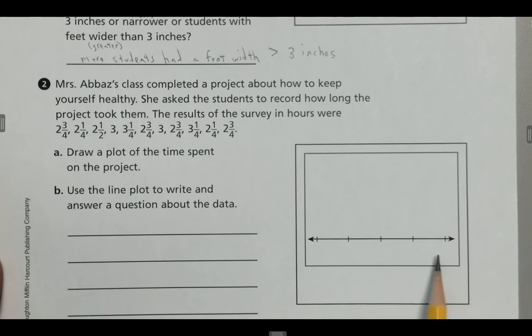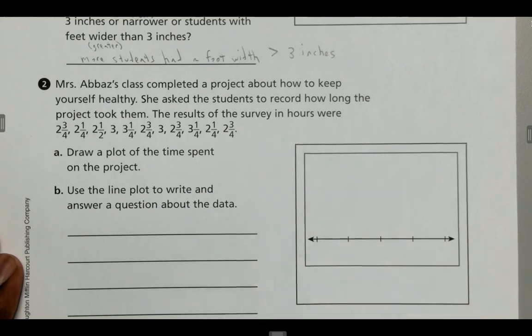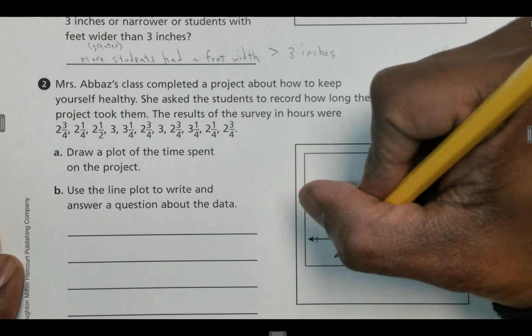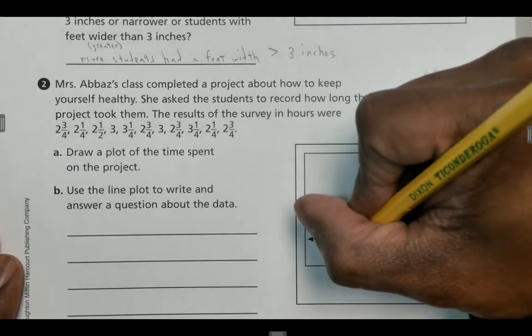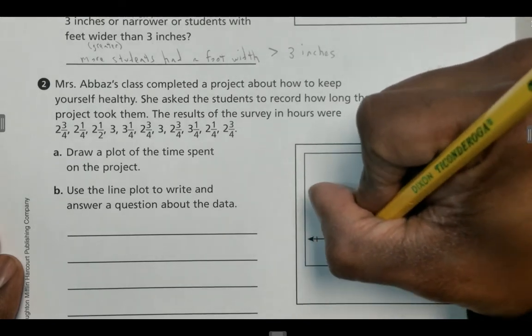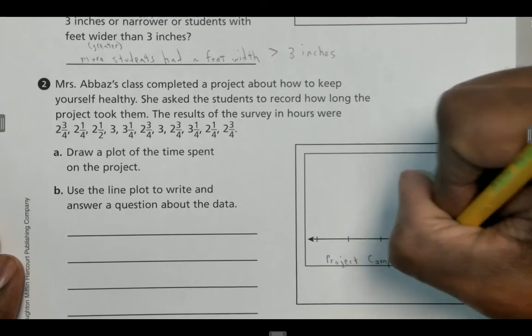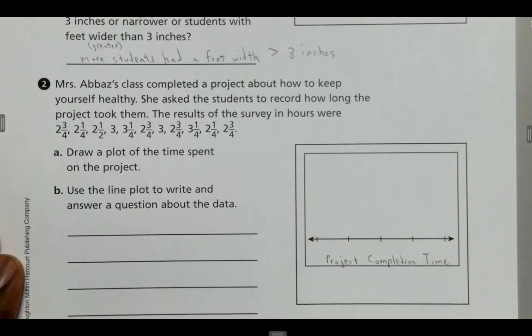Okay, so first we can give it a title, right? And looking at the word problem, how long the project took. We could say project completion time. Could be one title, and maybe you can think of a better one.